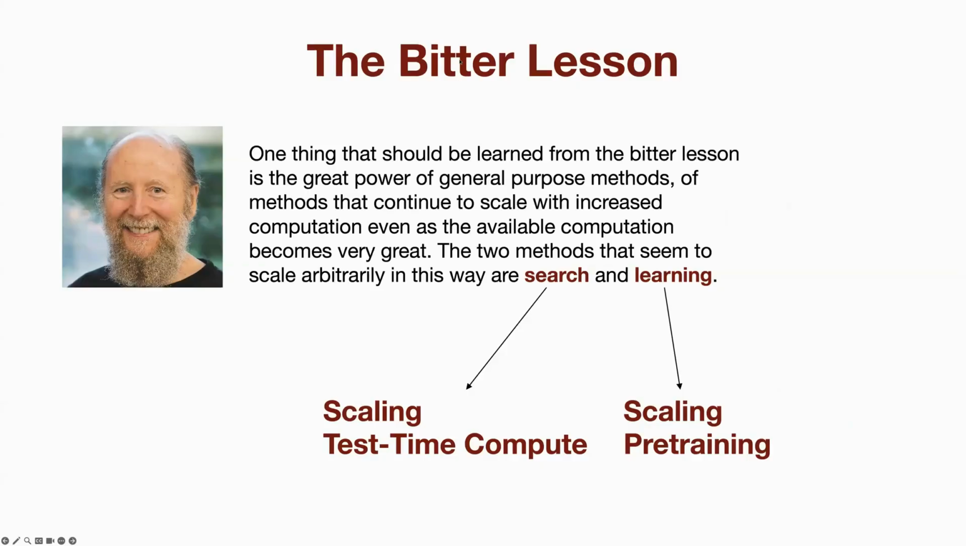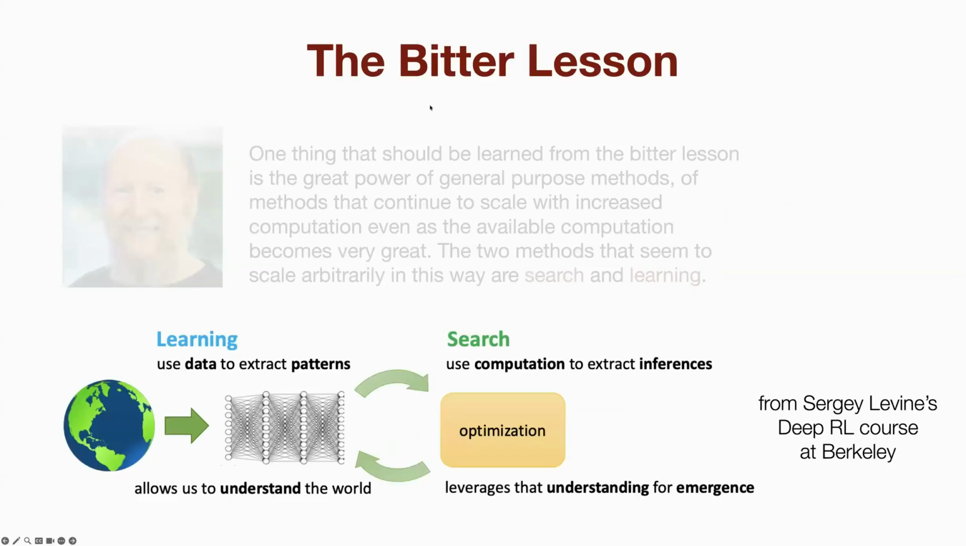But if we believe robotics is really harder than NLP, then it's possible that we cannot cover all the cases from training time. I also really love this diagram from Sergey Levine's course at Berkeley. He was showing exactly this bitter lesson slide, but also making this contrast between learning and search. Learning is using data to extract patterns, and search is using computation to extract inferences. Learning from data allows us to understand the world, and search really leverages that understanding for emergence.